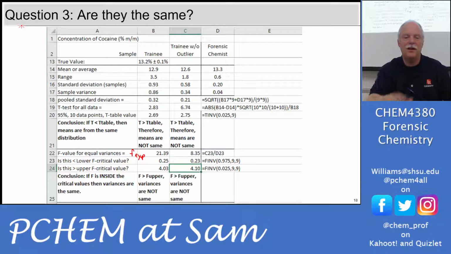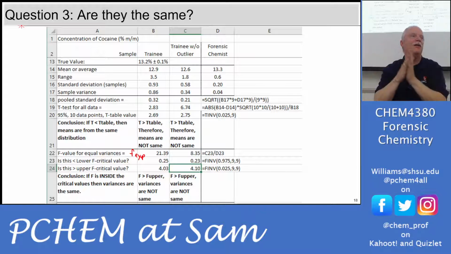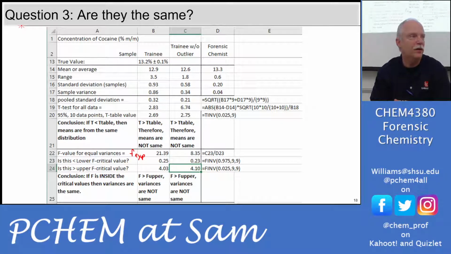And so since our F experimental is greater than the F upper values, our variances are not the same. So we have a numerical test. We could look at the graphical methods and make that call, but now we have a numerical proof, if you will, that these two persons have different precision.